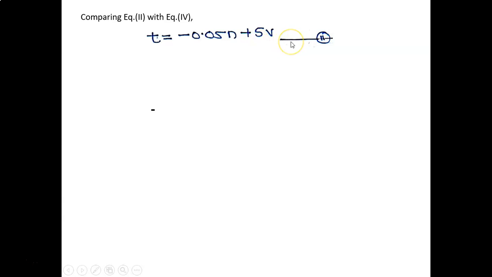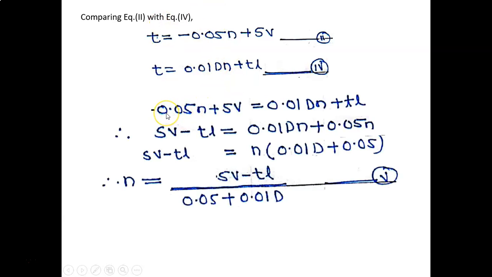This is our equation 2. Small t is equal to minus 0.05n plus 5v, equation 2. And equation 4, small t is equal to 0.01 dN plus TL. Therefore, comparing these two equations, we have minus 0.05n plus 5v is equal to 0.01 dN plus TL. Therefore, taking terms related to n on one side, 5v minus TL is equal to 0.01 dN plus 0.05n.